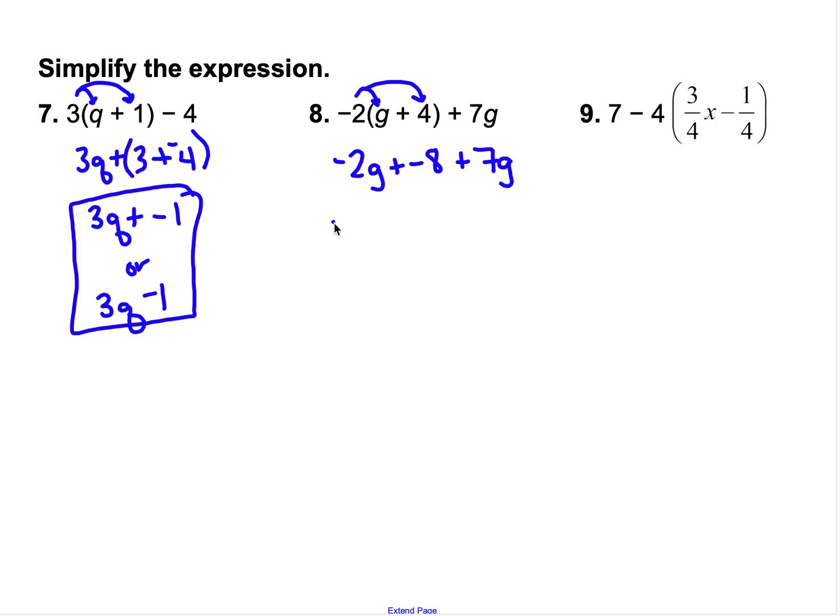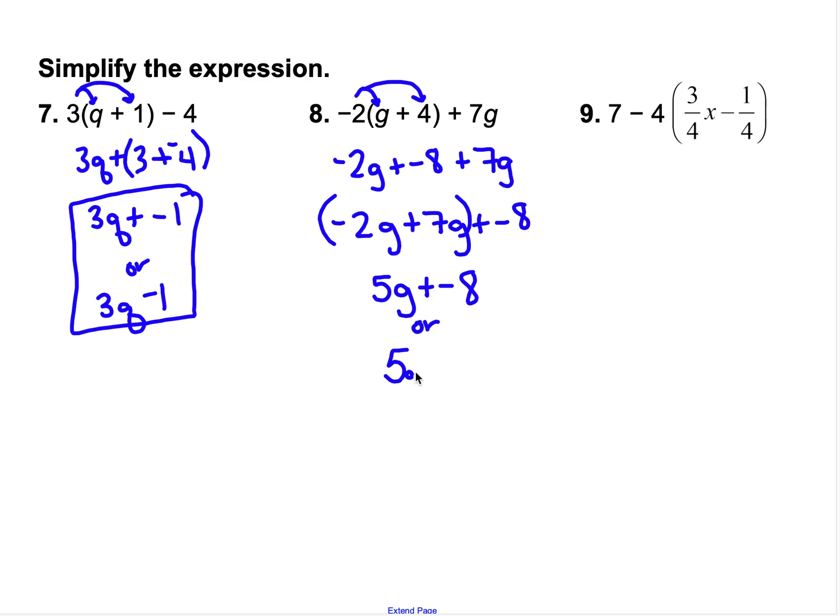All right, I'm going to use my commutative property to get my like terms next to each other. -2g plus 7g plus -8. Associative property to group them. -2 plus +7, different signs, find the difference. That's going to be 5g, more positives, the answer is positive, plus -8, or 5g minus 8. You don't have to write it both ways. I'm just writing it both ways so you can see those two things mean the same thing. All right, and then let's go ahead and try number 9 together.